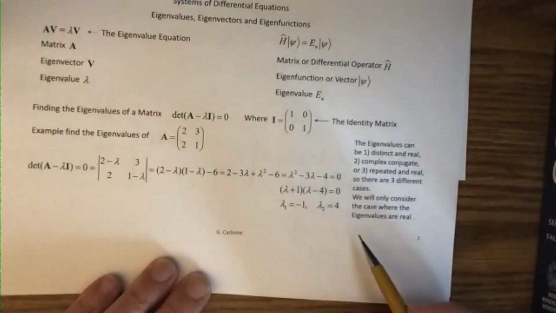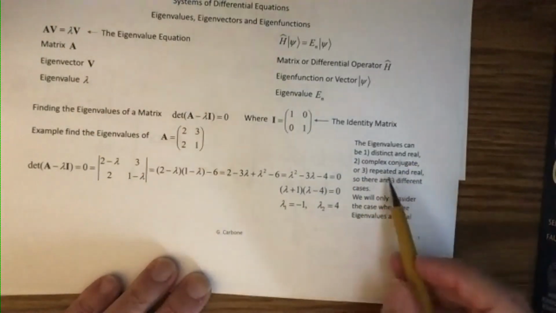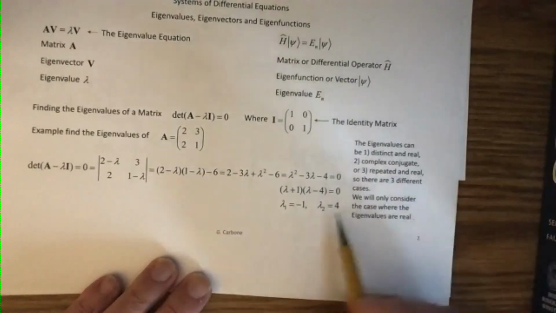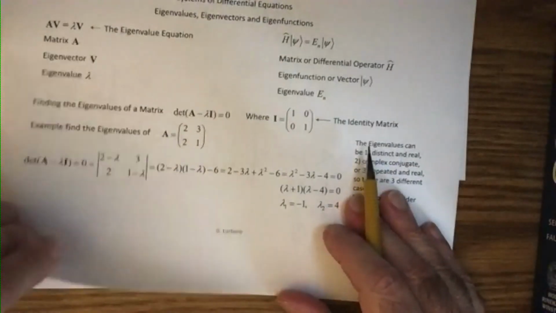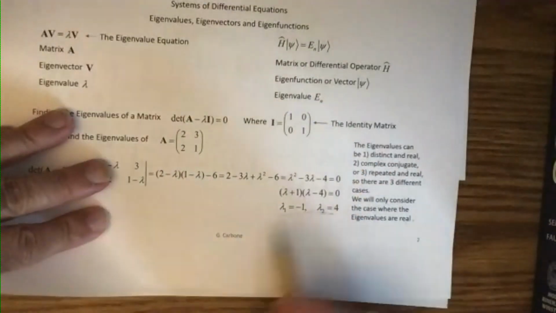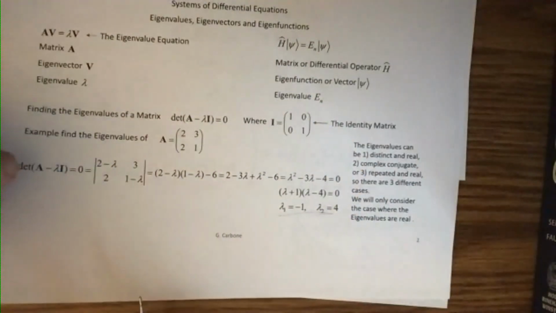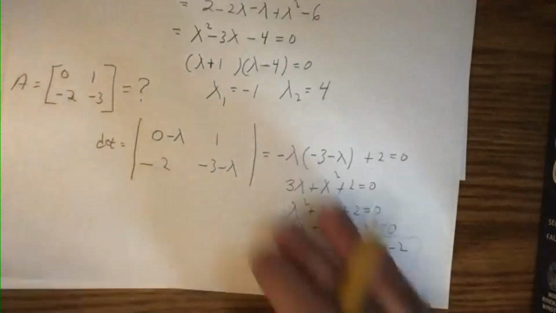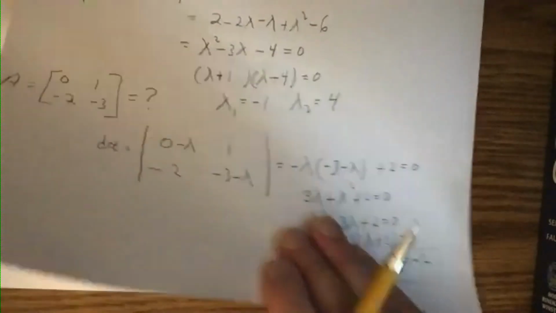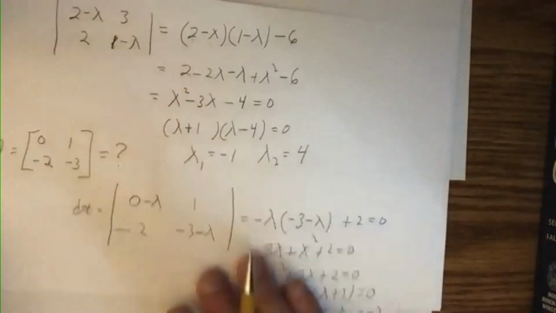Where you get sines and cosines and how to deal with repeated roots. Okay. All right. So we're only going to deal with distinct real eigenvalues. But be aware that you're going to get sines and cosines in some cases. All right. So now what? So we know how to find the eigenvalues, right? Everybody knows how to find the eigenvalues. So now we have to learn how to find the eigenvectors.